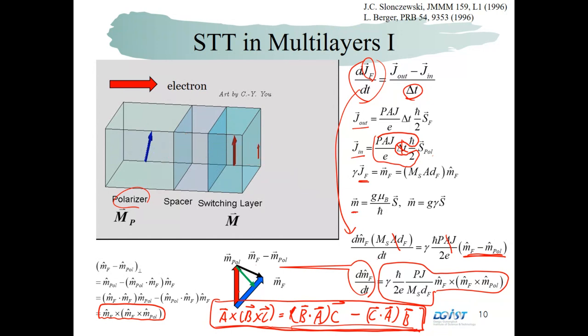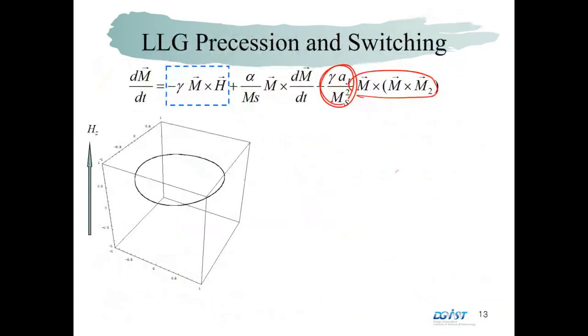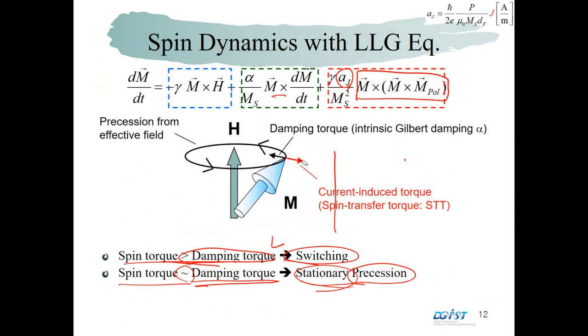So in this case, switching can occur in this direction or this direction depending on the current direction. So we can switch the free layer to parallel to the polarizer layer or anti-parallel to the polarizer layer depending on the current direction. Is it okay, Theo? Or is your question about the direction of this term?